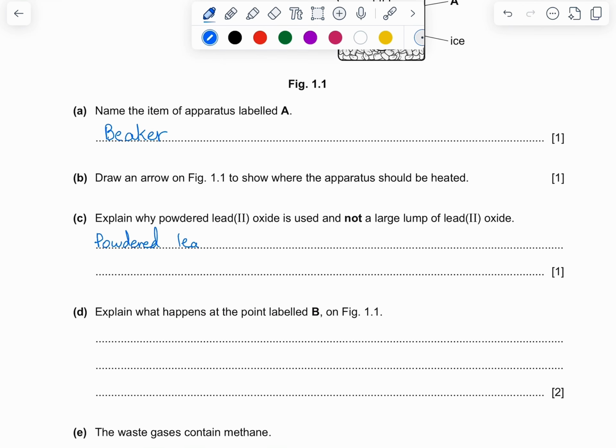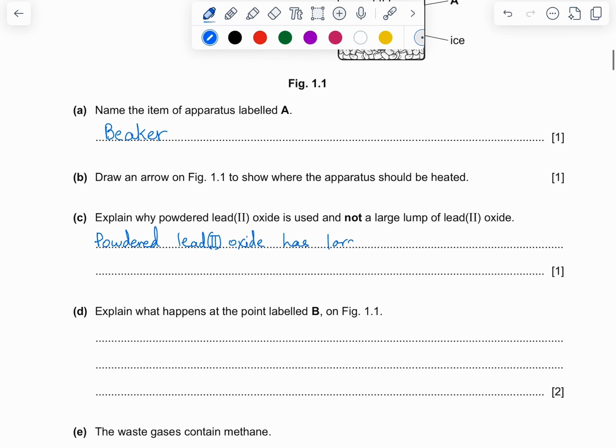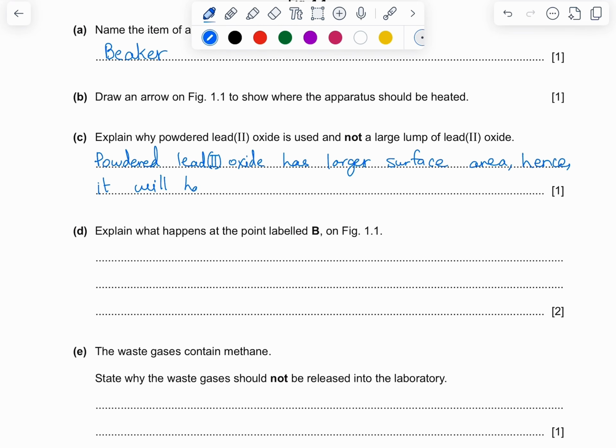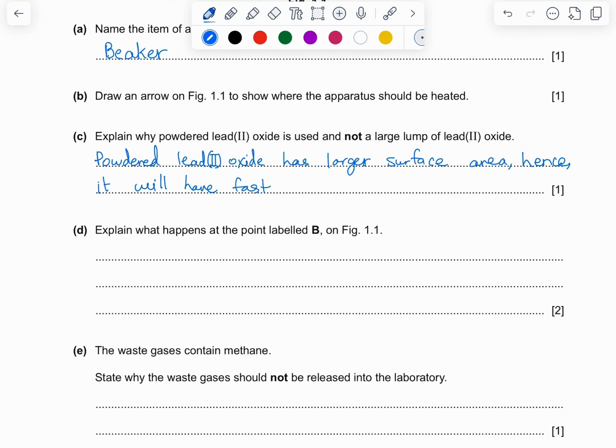Powdered lead 2 oxide has larger surface area, hence it will have faster rate of reaction. That is why we use powdered lead 2 oxide.